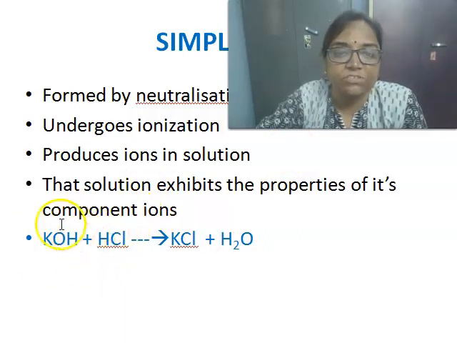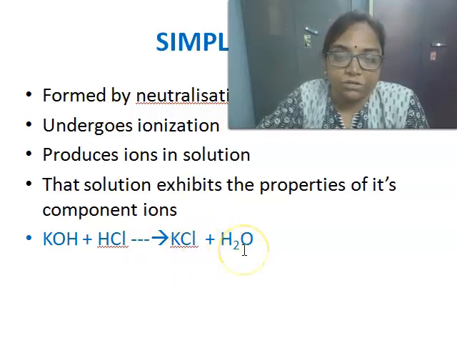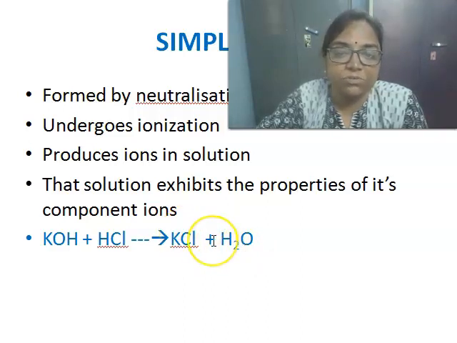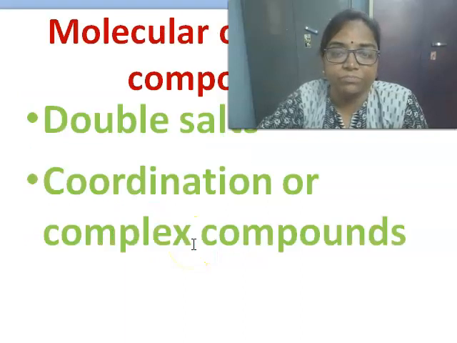For example, in the case of potassium chloride, this is a salt. This salt is formed by the neutralization of an acid by a base. When an alkali is treated with HCl, it forms potassium chloride in the presence of water. In aqueous medium, it undergoes ionization and gives you K+ ions and Cl- ions. So this is a property of a simple salt.